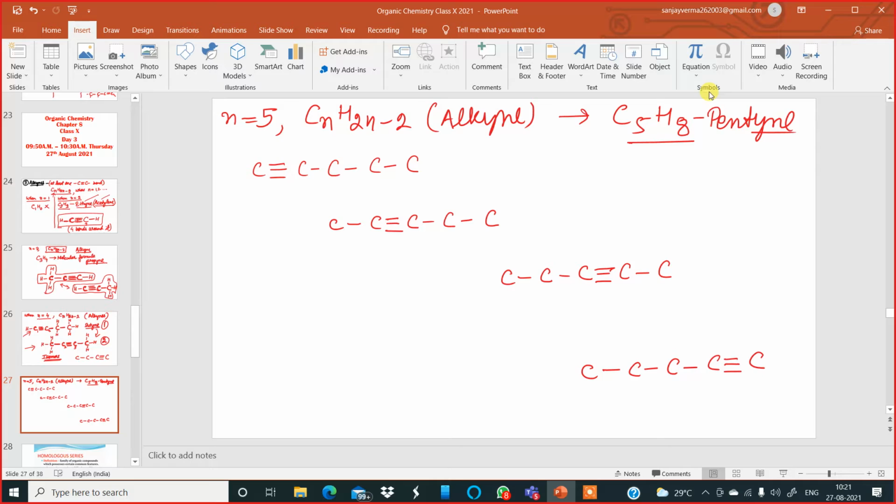Now let us give hydrogens to the respective examples. This is number 1, number 2, number 3, number 4. In the first one, this carbon needs only one hydrogen. This carbon doesn't need any hydrogen because there are already 4 bonds around it. This carbon needs 2 hydrogens, one here, one here. This carbon needs 2 hydrogens, one here, one here. This carbon needs 3 hydrogens.